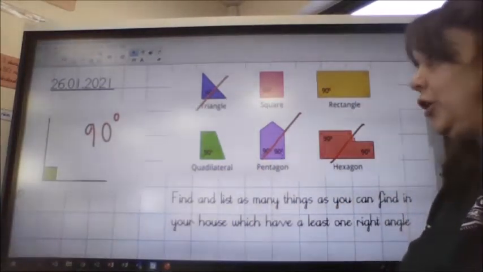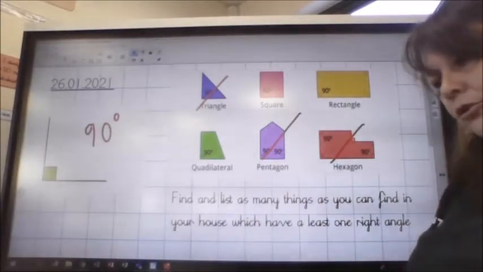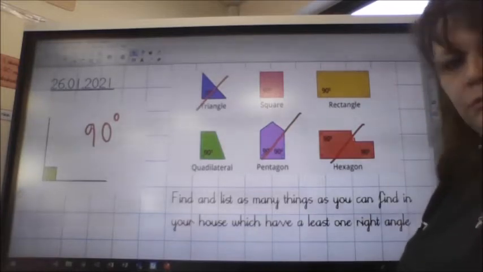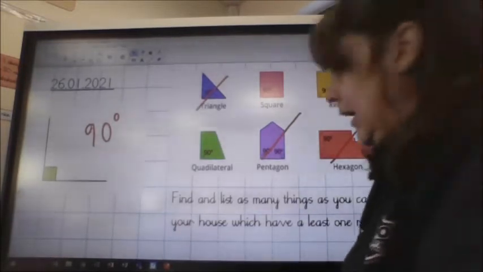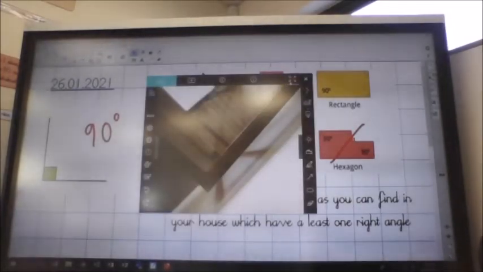Then question 2 in your book. You've got to look at those angles that you've been given and tick which ones are right angles. So again, let's just get on the board here and I'll show your page. All right, so here is your page in your book.